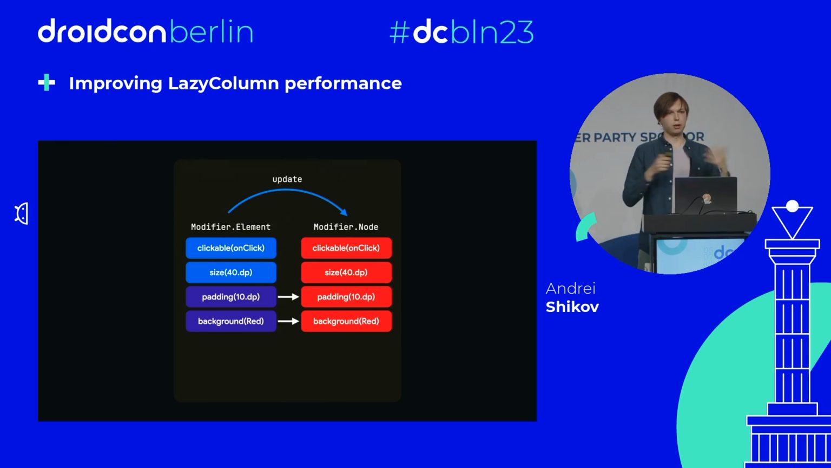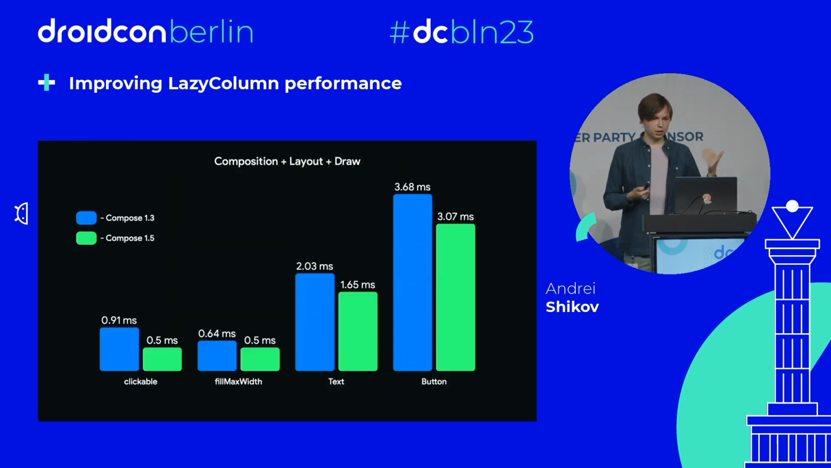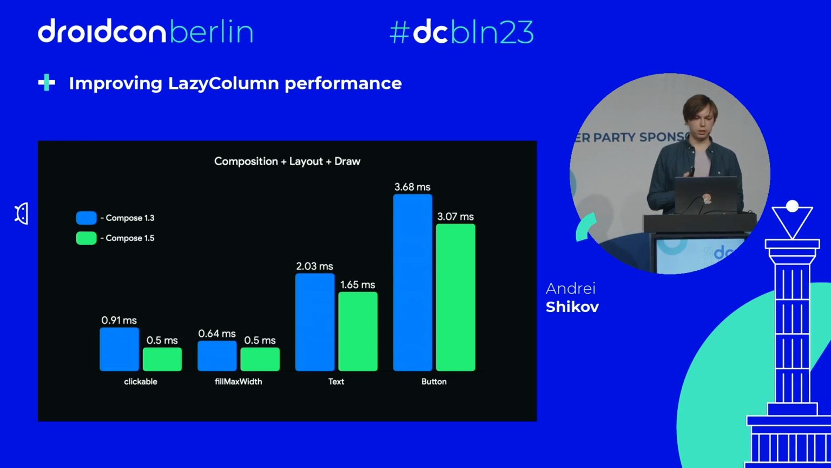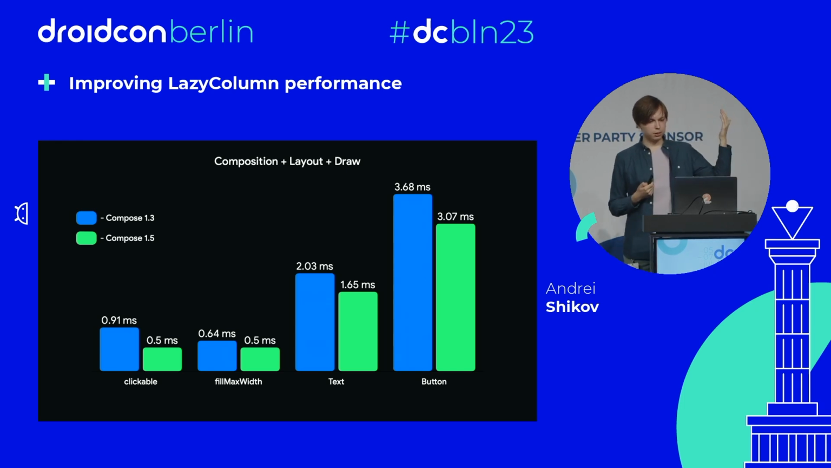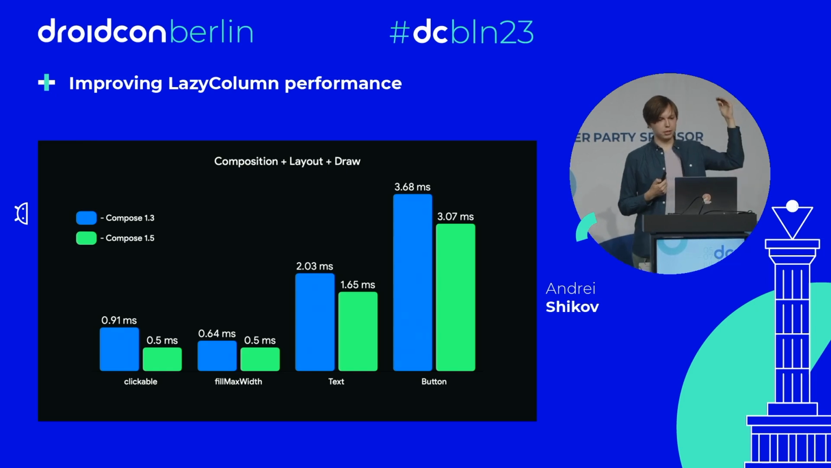And it's similar with the background as well. We just invalidate draw for that. So it's really incremental, really fast updates. And this is the comparison of some of those things. For example, modifier clickable, the example that we used before, went from almost 1 millisecond for composition, layout, to draw to 0.5. And it became as fast as fill max width.